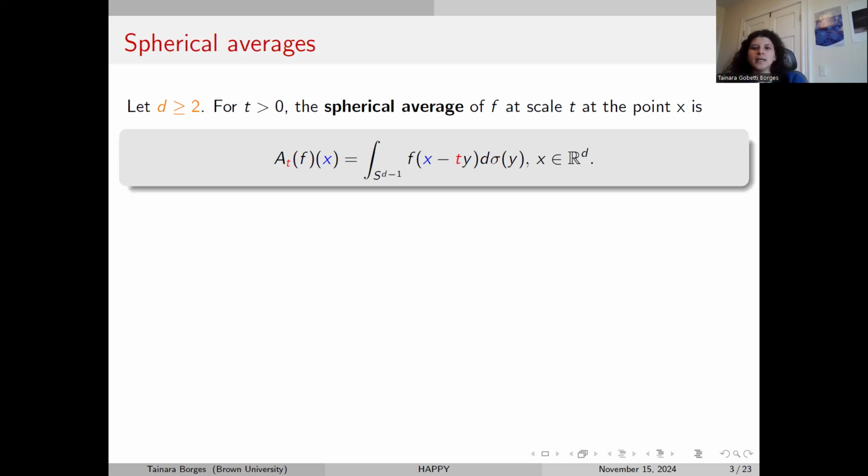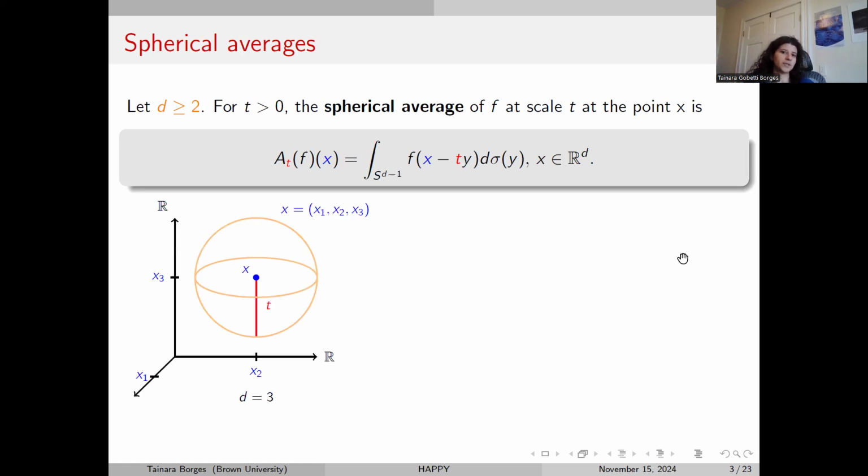There's an object that's going to be important in this talk, and that is the spherical average of f around the point x with radius t. What does it do? Imagine you are in dimension at least 2. You have a point x, it's going to be the center. Look at a sphere of radius t around the point. If you have a nice enough function, say Schwartz, you can average the function on that sphere. This is going to be the operator A_t f(x).